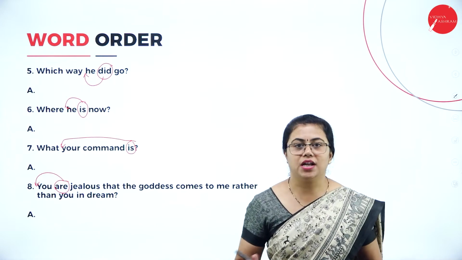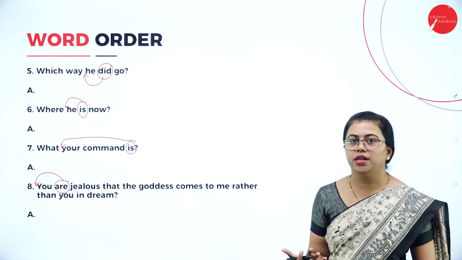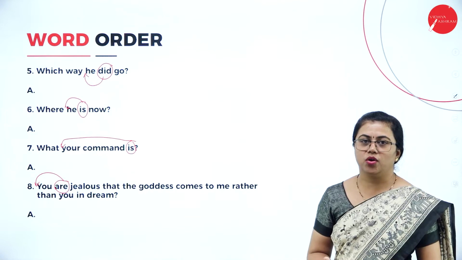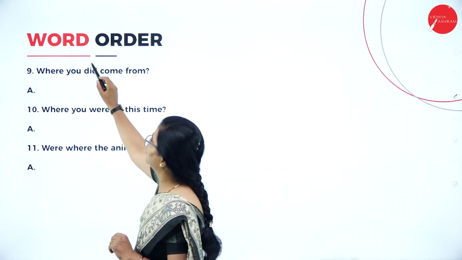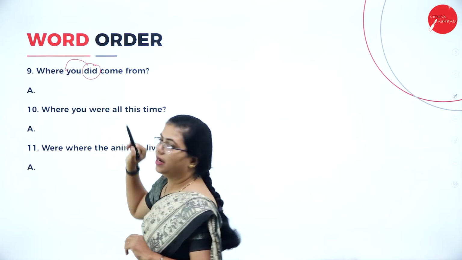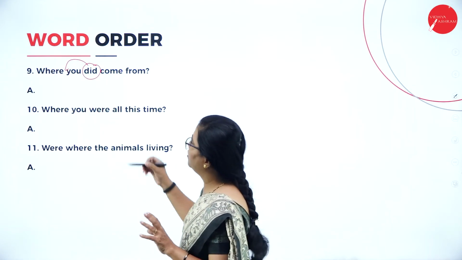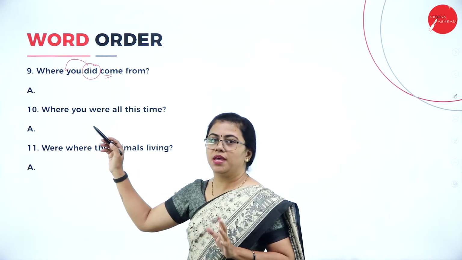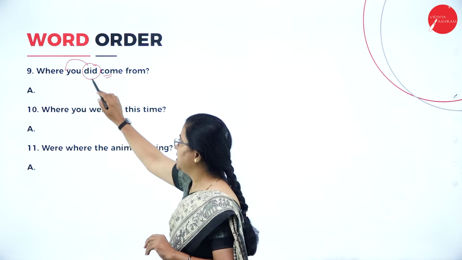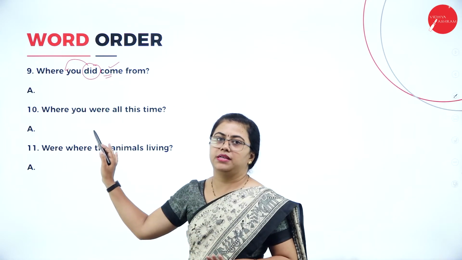Okay, so these are a few examples of word order wherein you may make mistakes. Where did you come from? Again, the auxiliary verb will be put in the beginning. Again, a few people will make the mistake: "Where did you came from?" They say it is not "came". Whenever it is "did", that is past tense, this need not be in past tense.